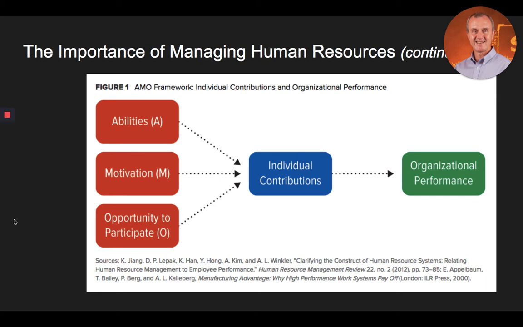As shown in Figure 1, the AMO framework, taken from your text and displayed on screen for your reference, an organization's performance is a function of the people within the organization, and each individual employee's performance is a function of their abilities, their motivation, and their opportunity to participate. Understanding how the components that influence employee contributions work to ultimately impact organizational performance is important.